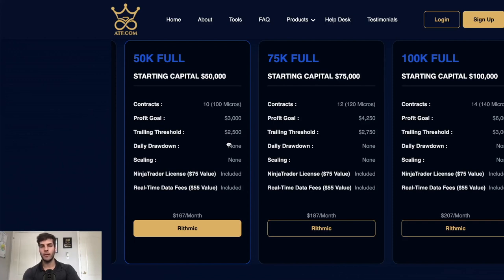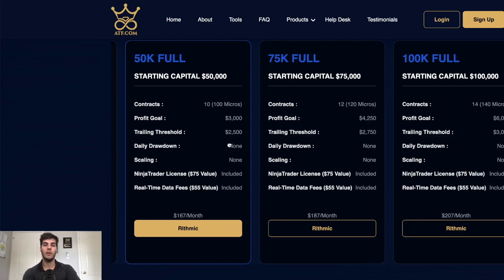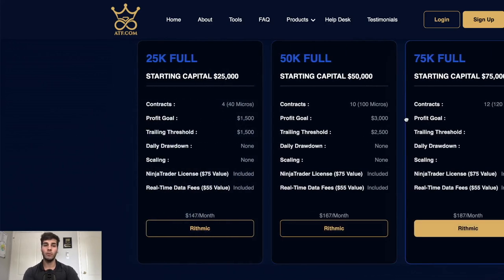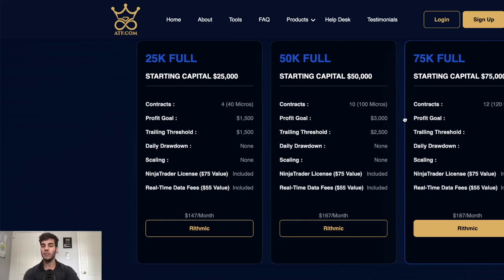The profit goal is 3,000 and the trailing threshold is 2,500, so it's basically one-to-one almost. The only one that's one-to-one is the 25K, but money-wise, once it becomes a PA, it's the same price as the 50K. So with the 50K, you get more room and you can trade a little bit bigger size, and you're paying basically the same price as the 25K. So may as well go with the 50K.